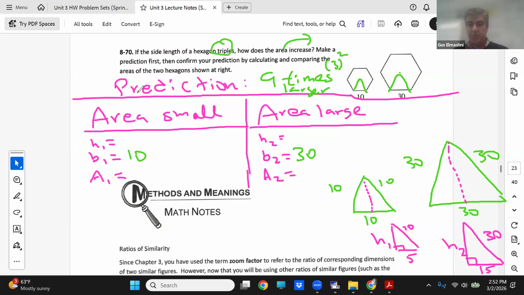So let's prove it. If the base one is 10, guys, what's the height of the first one? You should know this, 30-60-90 ratios. 10, 5, and 5√3. Very good. Given that, what's height 2? So if I find area 1, that would be 25√3, and that'd be 225√3. Of course, you've got to multiply each by 6.